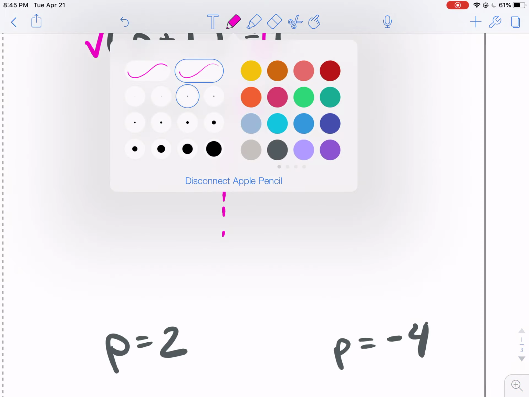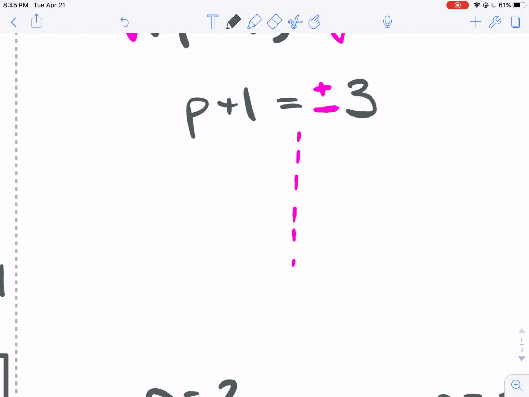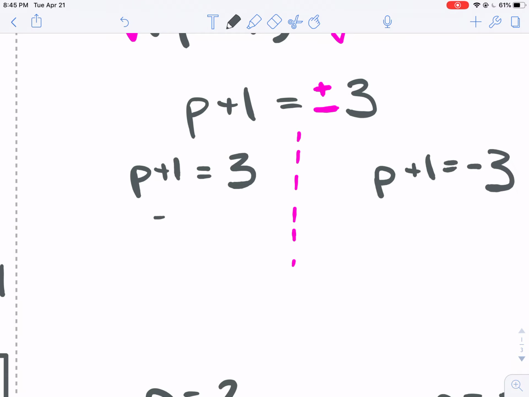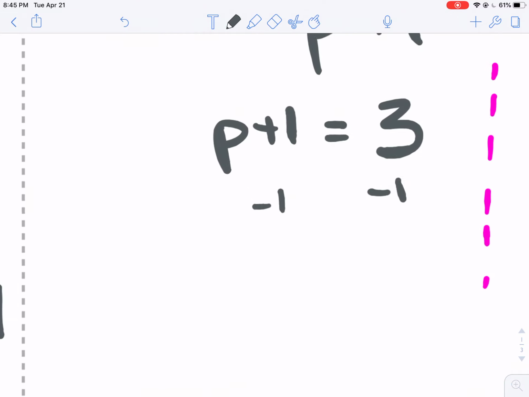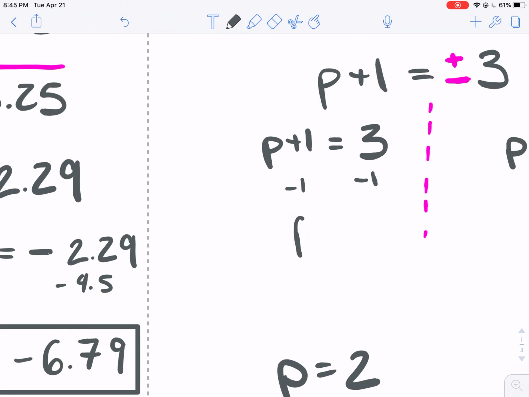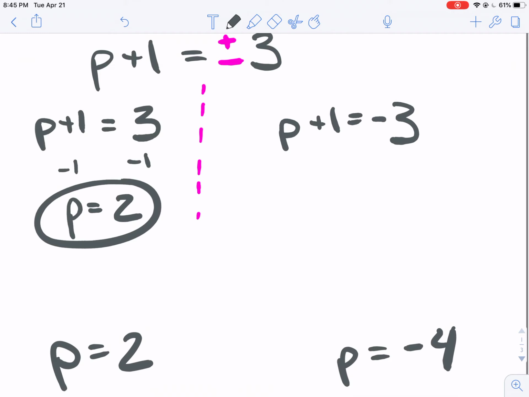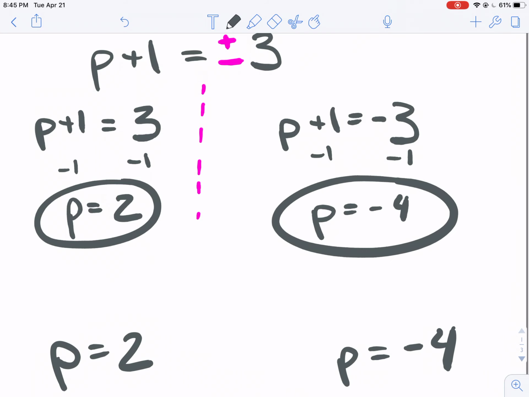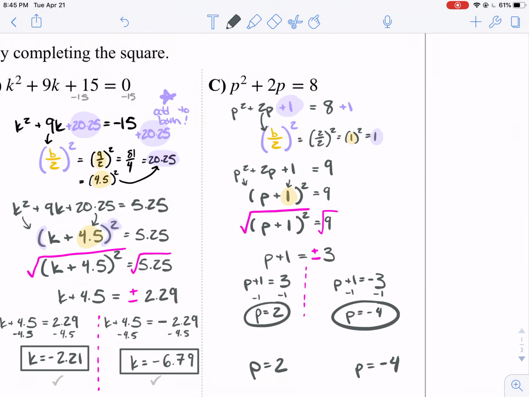So on this side, we've got that p plus 1 equals a positive 3. Over here, we've got p plus 1 equals negative 3. If we subtract 1 from each side over here, that'll give us that p equals 2. If we subtract 1 on this side, that gives us that p equals negative 4. Oh, hey, that was the solution.